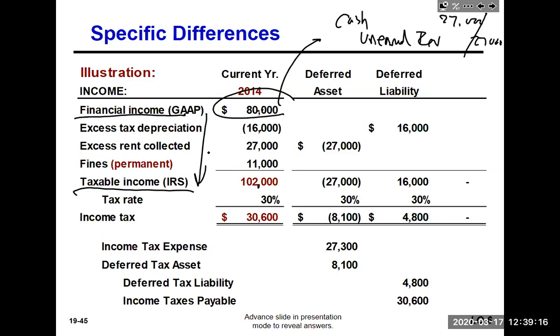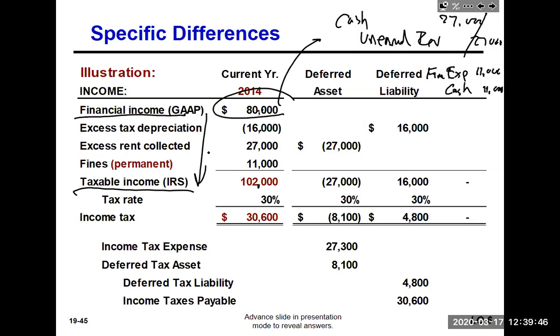Same thing with the fines. What did that fine journal entry look like? Well, I don't have room to write on here. If I put it out here, fine expense 11,000, and then cash or accounts payable 11,000, debit, credit. Well, I've got to add that 11,000 back because that's not allowed to be deducted.